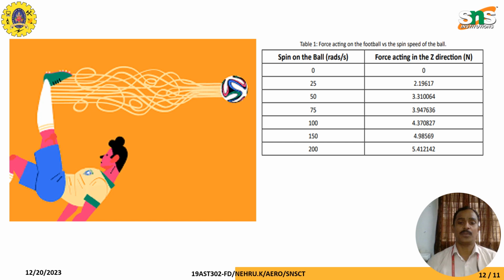So here we are obtaining the results, the spinning of the ball with various radians per second and the velocity in the y-z direction. For 25 radians per second, we are producing a force of 2.1 Newton, whereas at 200 radians per second we are getting 5.5 Newton.